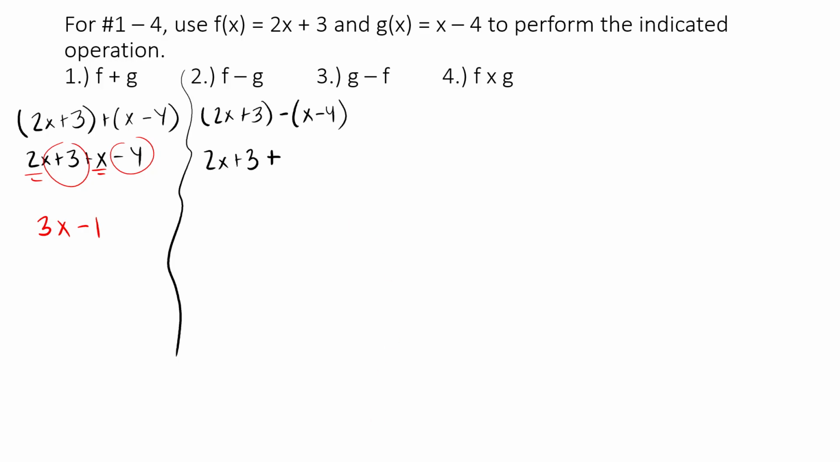So I'm going to add the opposite of positive x is negative x. I'm going to add the opposite of -4 is positive 4. And then we just combine like terms. So 2x plus negative x is just x or 1x. And 3 plus 4 is 7.